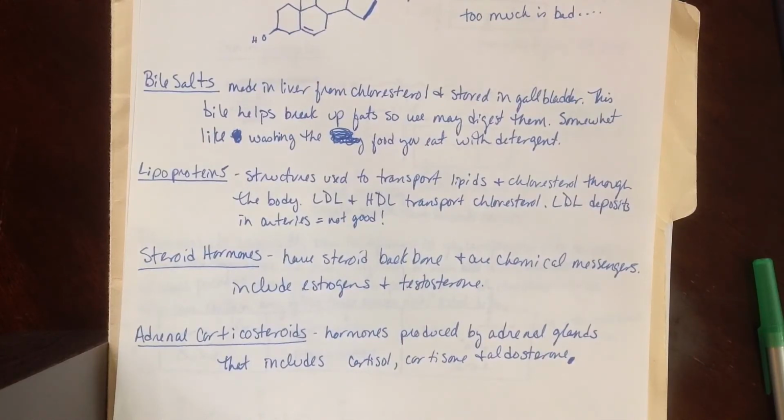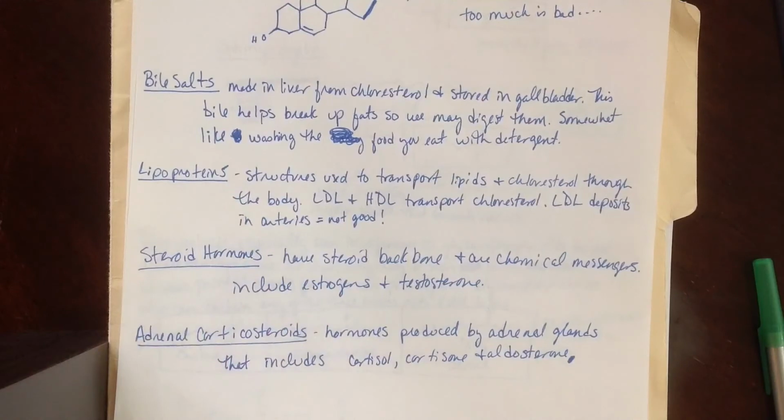So if you kind of like wash the stuff that you eat, that's sort of what these things would be like. Now, some people live without a gallbladder. Some people live without these bile salts, but then they have a more difficult time breaking down fats as a general rule. Next, we have lipoproteins. So these are structures to transport lipids and cholesterol through the body. You've heard of LDL and HDL, low density lipoprotein and high density lipoprotein. Transport cholesterol. LDL is what deposits in the arteries, and those are not good.